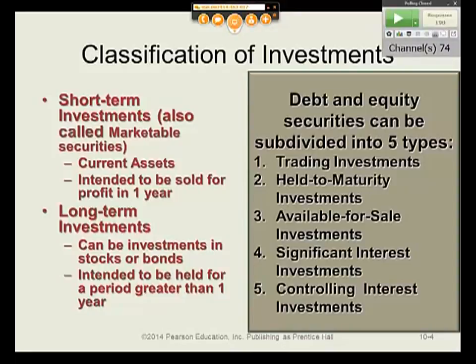But the more important piece of this are the 5 classifications you see off to the right. And those classifications will result in different categories on the balance sheet as well as different accounting. So we have trading investments, held to maturity investments, available for sale, and then we start moving toward control: significant influence, and then finally a controlling interest investment.